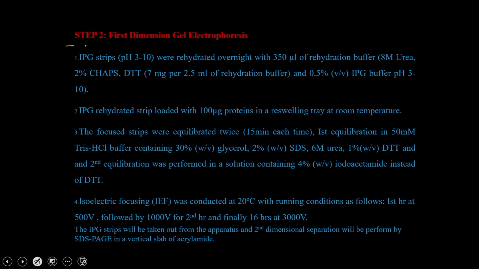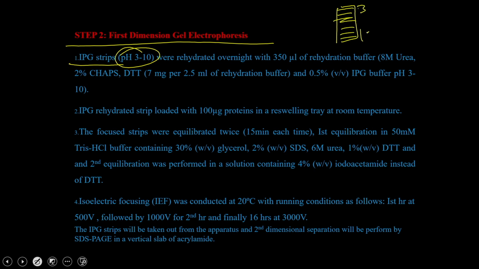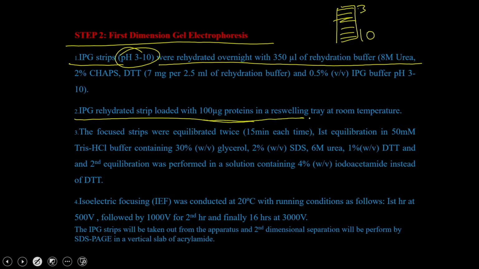Then in step 2, you do the first dimension. For the IPG strips, I am taking the example of pH 3 to 10. IPG strips, as I said, have ampholytes coated on them, and you can have a strip of any range like 2 to 5, 2 to 10, 3 to 10. The strip is rehydrated overnight with 350 microliter of rehydration buffer, and once it is rehydrated, you can load the IPG strip with 1000 microgram protein in a reswelling tray at room temperature. The focused strips were equilibrated twice.